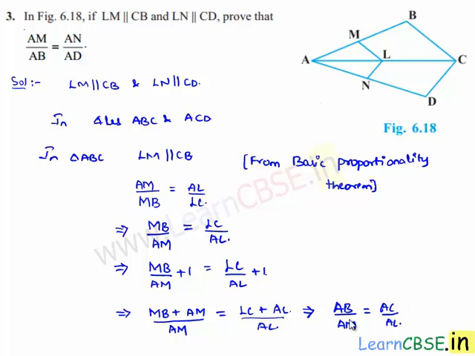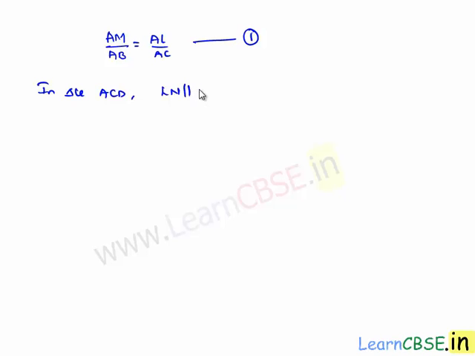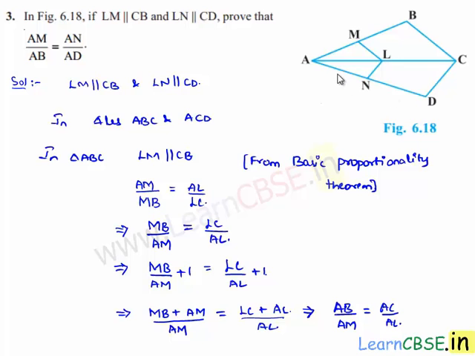Let us rearrange the terms and we can write the expression as AM by AB is equal to AL by AC. So let it be as equation number 1. Now let us also consider in triangle ACD, LN is parallel to CD. Therefore, by basic proportionality theorem, we can say that AN by ND will be equal to AL by LC.